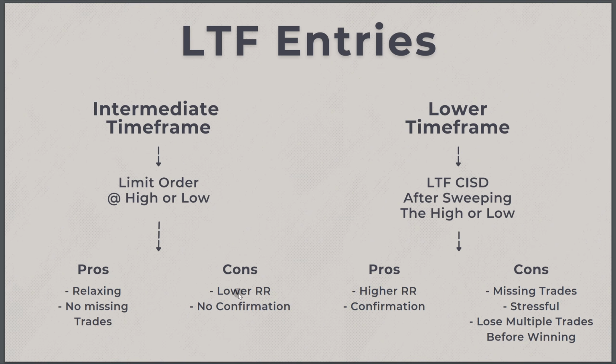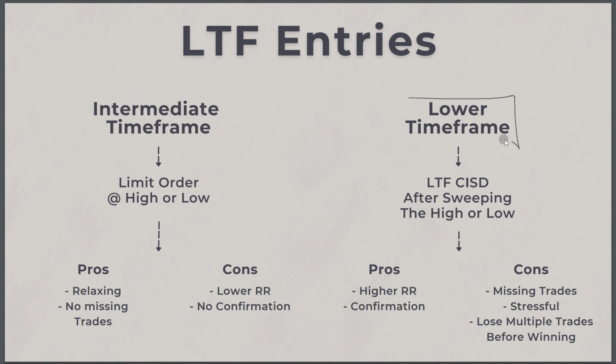The cons of it, on the other hand, is that it's going to give you lower reward to risk and there is no confirmation. So sometimes when you have this intermediate time frame and a limit order, price will just go above it like this with no respect. There was no lower time frame confirmation. So if you're using this, you might not lose that one. Okay. But this one has also some pros and cons.